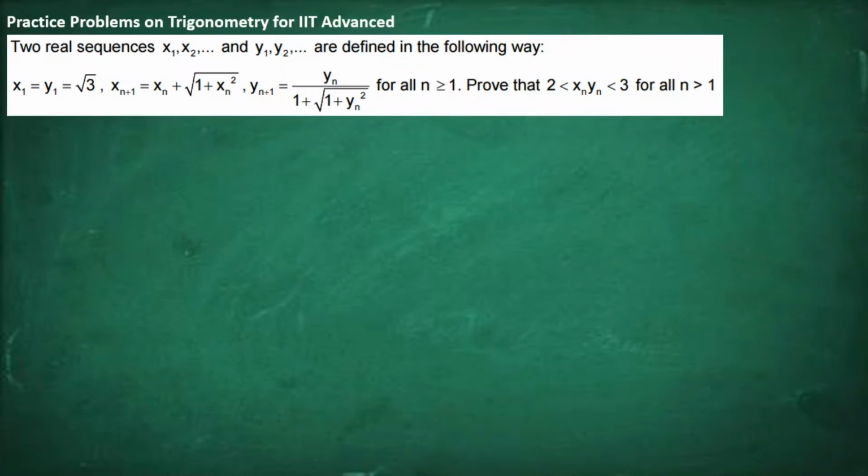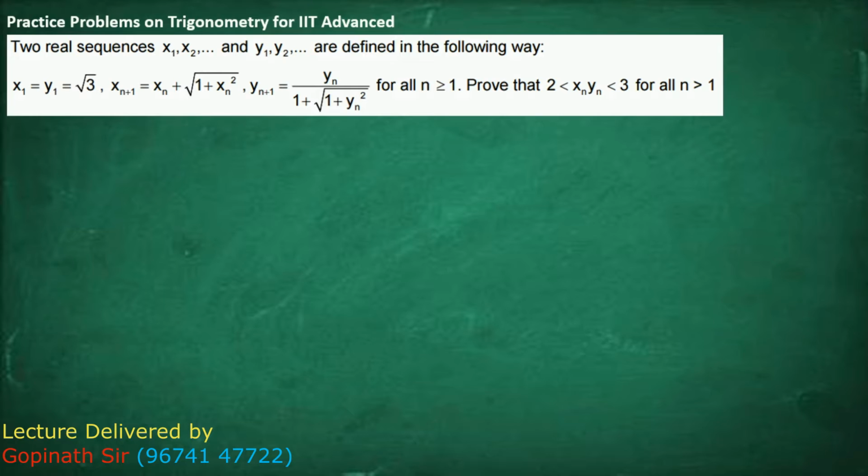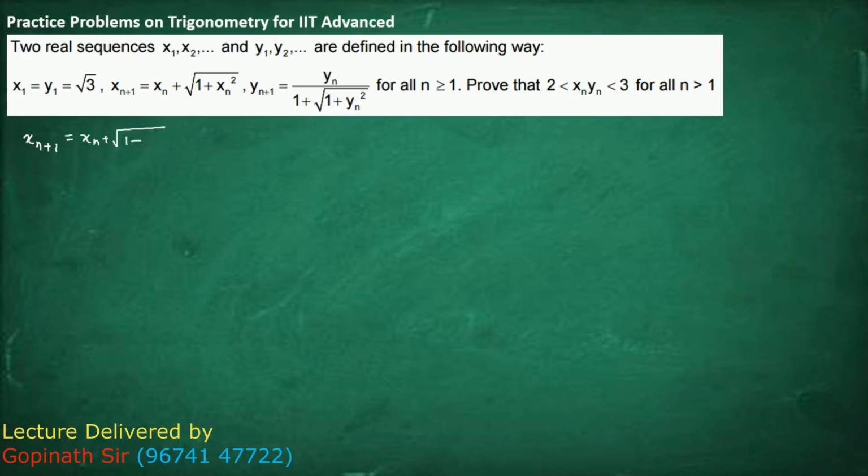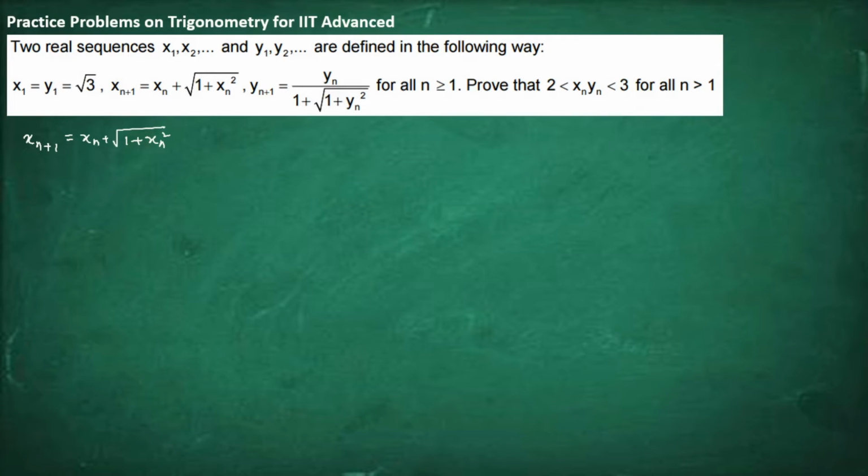So in this question, they have given two real sequences. One is x1, x2, x3 and so on. Another one is y1, y2, y3 and so on. The first series is defined as xn plus 1 equals xn plus under root 1 plus xn square, right? This is the first sequence that has been given to us.